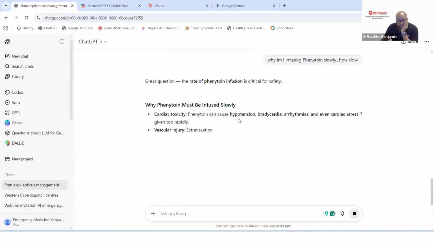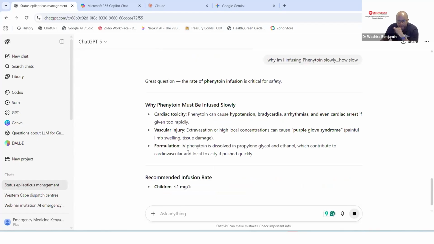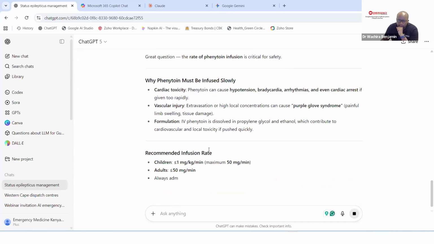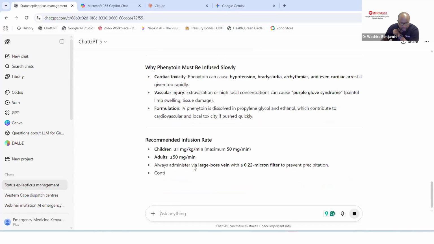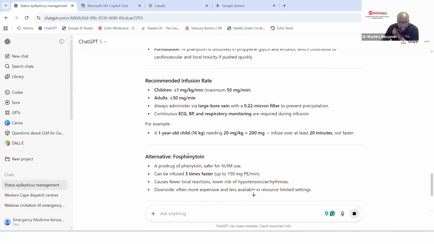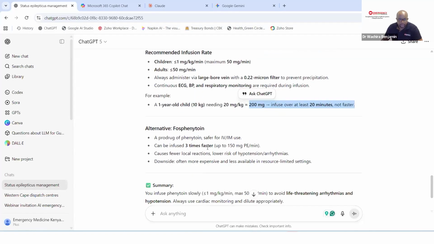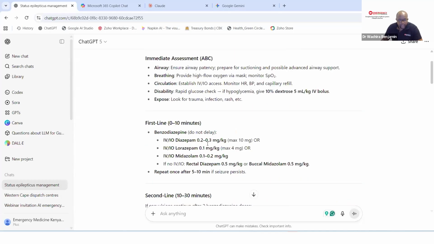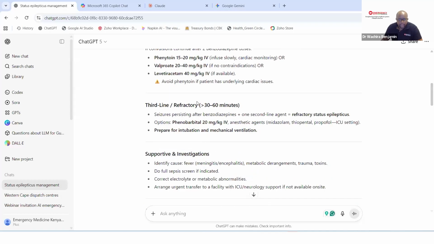Phenytoin causes hypotension, bradycardia, arrhythmias, even cardiac arrest if given too rapidly. So 50 milligrams per minute is the maximum for adults, less for kids. For my one-year-old child here, I need to give 200 milligrams of phenytoin over 20 minutes, not any faster than that. Good, so that tells me exactly how much to give. And what rate am I giving at?